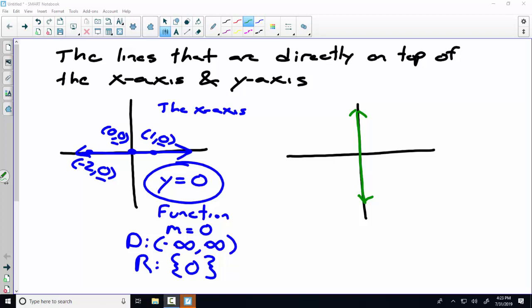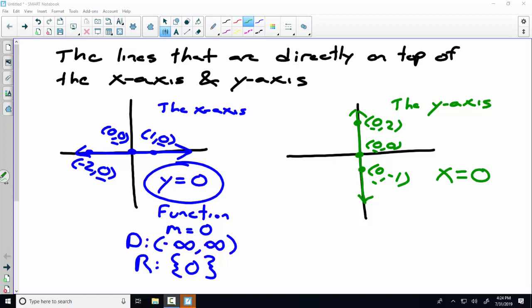The line that lies directly on top of the y-axis could just be called the y-axis. But if you look at the ordered pairs on this line, you will notice that they all have something in common, and that is that they all have a 0 in the x position. So its equation is going to be x equals 0. So when you want to give the equation of the line directly on top of the y-axis, you say x equals 0. It, however, does fail the vertical line test, so it is not a function.